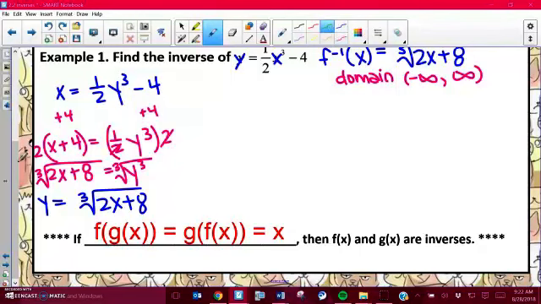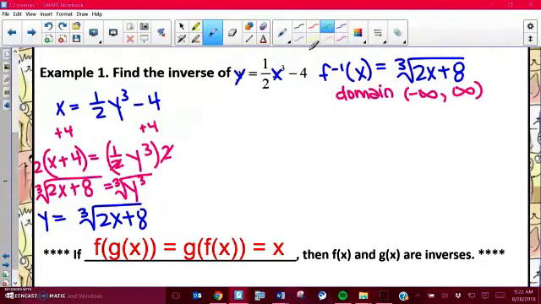So really quickly, we're going to check our work on this one. My original is going to be my f of x, and my inverse is going to be my g of x. We're going to take that function composition and make sure that I do in fact have inverses of one another. I didn't make a mistake.